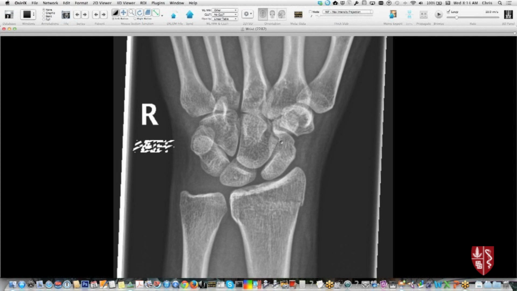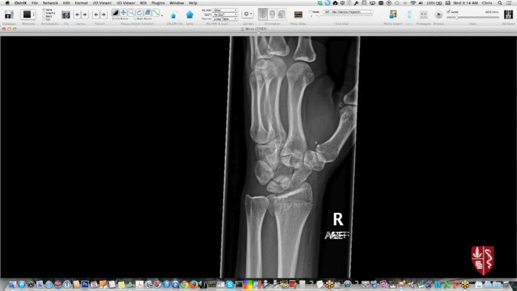So fairly good alignment of the proximal carpal row here, but there's a little bit of widening of the scapholunate interval. And there's also something abnormal with the radius here, right? See this sclerotic line, a little lucency. So there is a distal radius fracture. It's probably intra-articular here. The question is whether that scapholunate interval is abnormal or not.